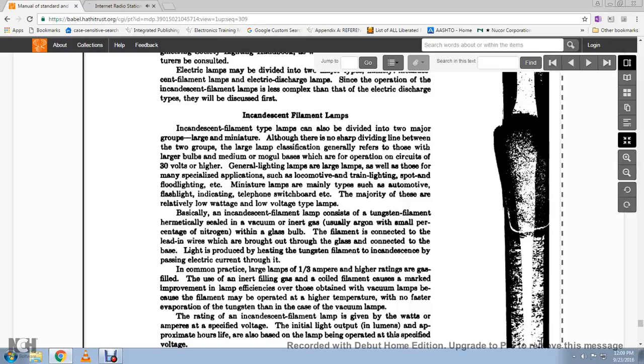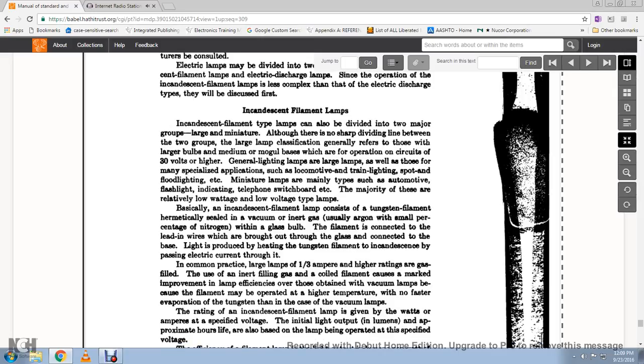Incandescent filament lamps. Incandescent filament lamp types are divided into two major groups, large and miniature. Although there is no sharp dividing line between the two groups, the large classification generally refers to those lamps with medium and mogul bases, which are operated in circuits of 30 volts or higher. General lighting lamps are large lamps, as well as those used in many specialized applications such as locomotive and train lighting, spotlighting, and floodlighting. Miniature lamps are mainly of the type used in automotive, flashlights, indicating lamps, telephone switchboards, etc. The majority of these are relatively low voltage lamps.